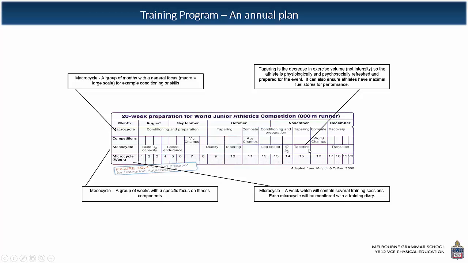And what you can see here is there's a tapering. So tapering involves decreasing the exercise volume, but not the intensity, so that the athlete is going to be prepared for their competition. And it also allows the athlete to undertake such practices as carbohydrate loading so that their glycogen stores are at capacity, and allows them to feel physiologically and psychologically refreshed, ready for the particular event. So let's take a look now at a couple of examples.